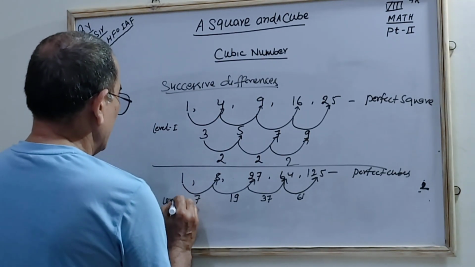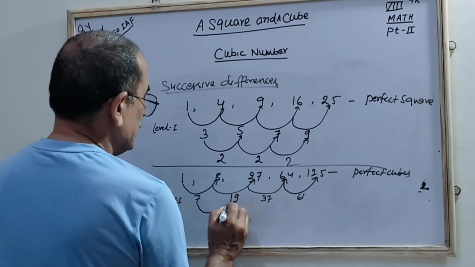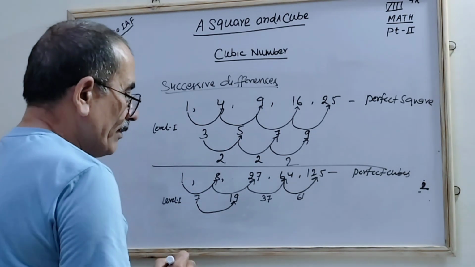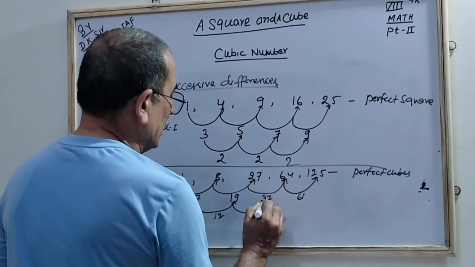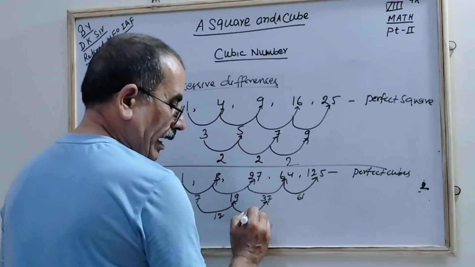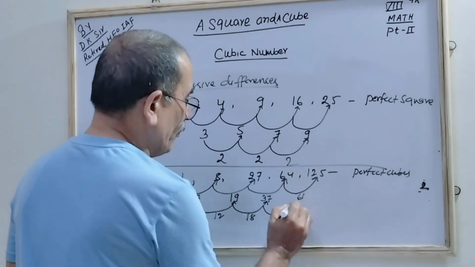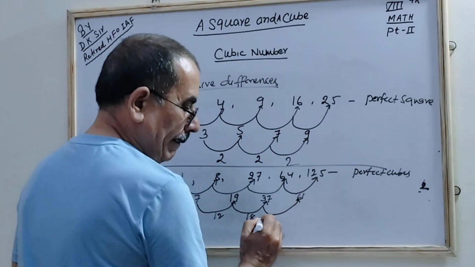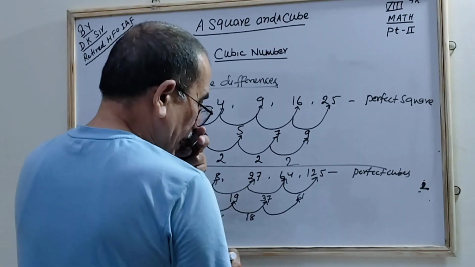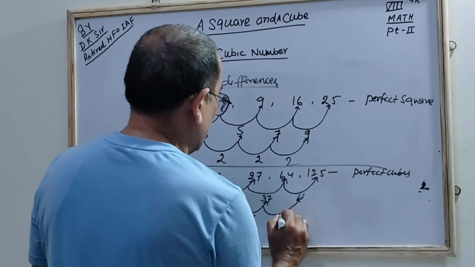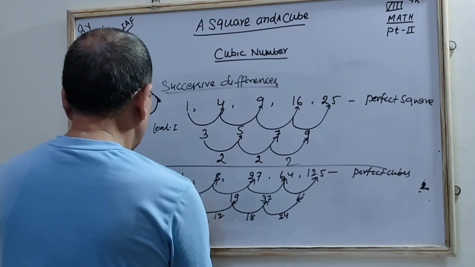In level 2, when we do it, the 7 and the 19, we get the difference of 12, correct? 19 and 37, we are going to get the difference of 18, correct? Again, from 37 and 61, we are going to get the difference of 24, correct? This has become level 2, correct?